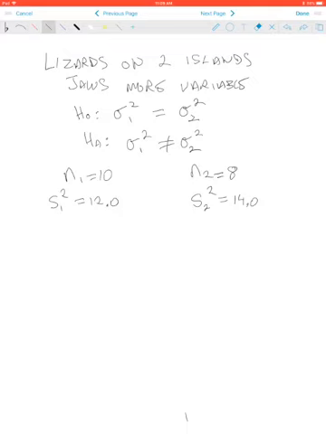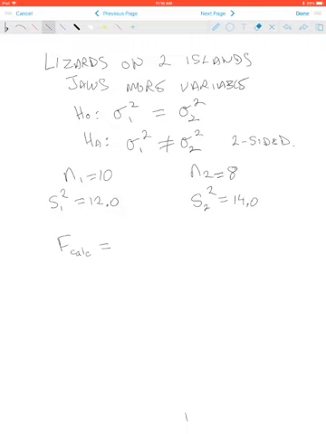So what we now need to do, and I should just say this is a two-sided test, as you can see from the alternate hypothesis. And the calculation of the test statistic, and the name from which this test derives, is called the F distribution. And so there's an F statistic you calculate. So I'll call it F calc.